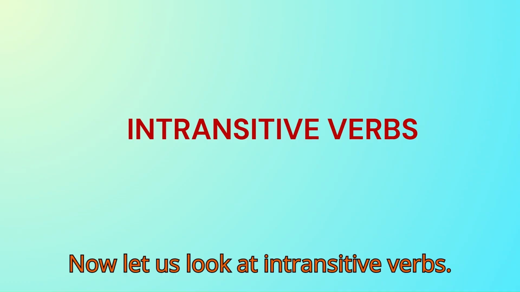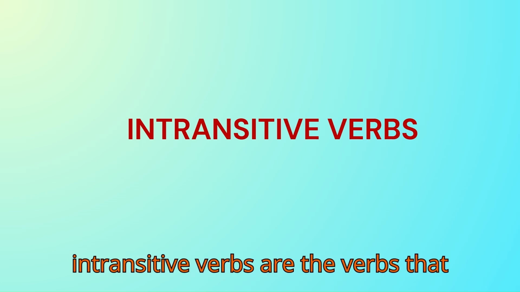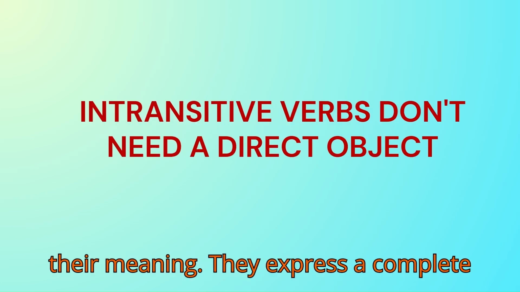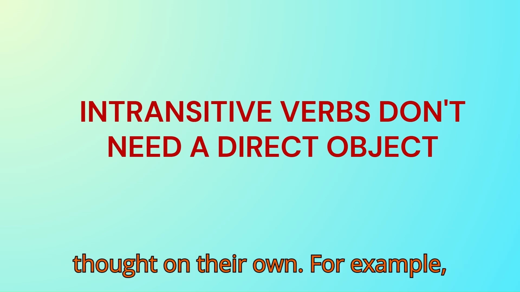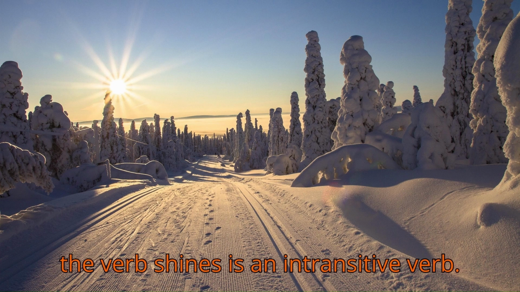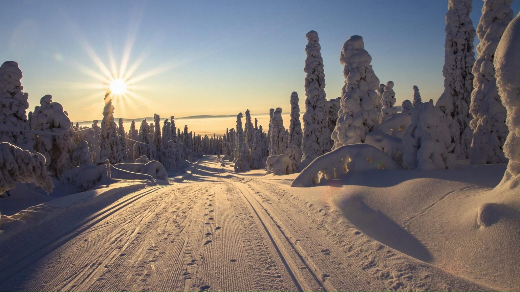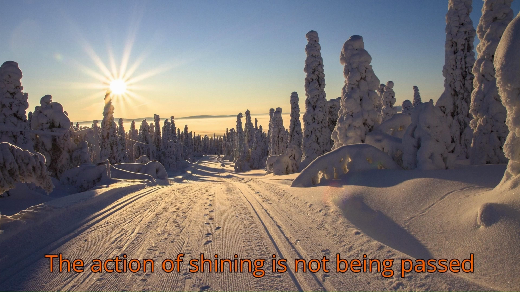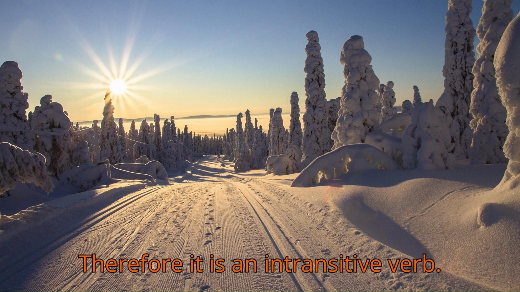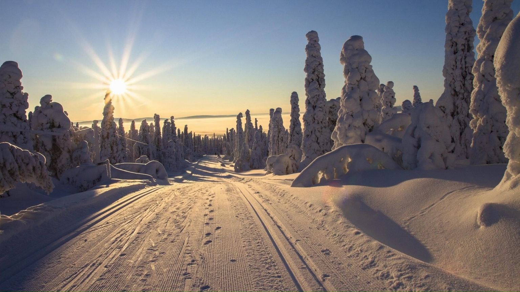Now let us look at intransitive verbs. Intransitive verbs are the verbs that don't need a direct object to complete their meaning. They express a complete thought on their own. For example, the sun shines. In this sentence, the verb shines is an intransitive verb. The action of shining is not being passed on to anything else. Therefore, it is an intransitive verb.